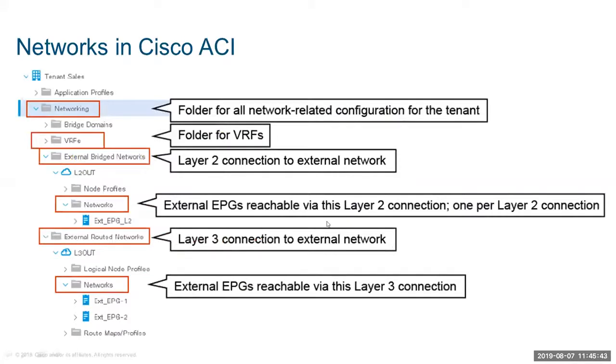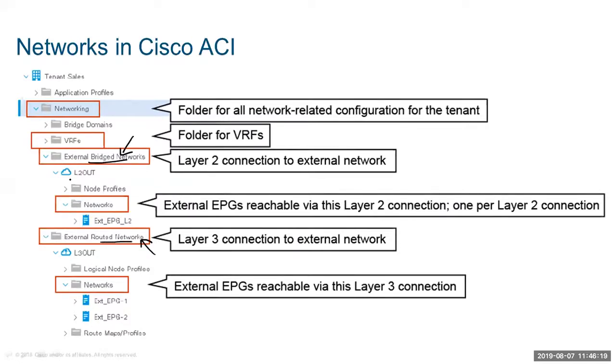There's the GUI of how you configure your external connections. Everything falls under networking. This would be the layer 2 extensions. This would be the layer 3 extensions. Okay, that's where you configure the external bridge networks. This is where you configure the routed networks.